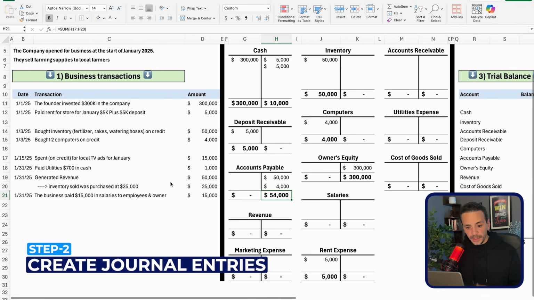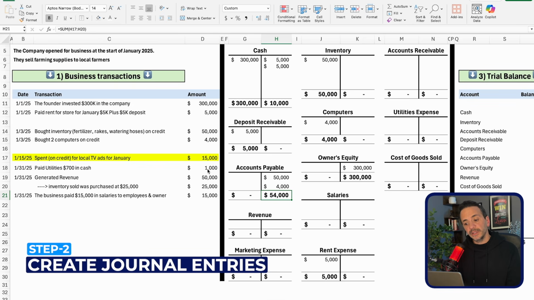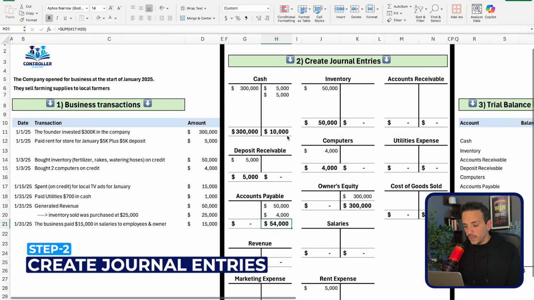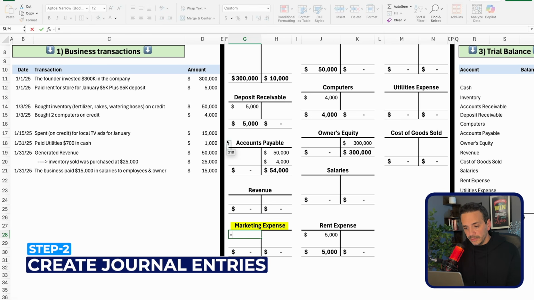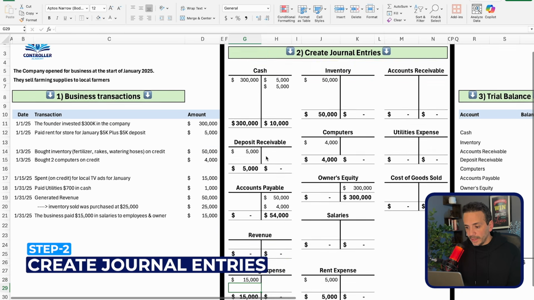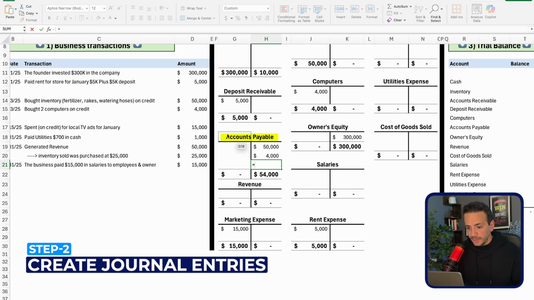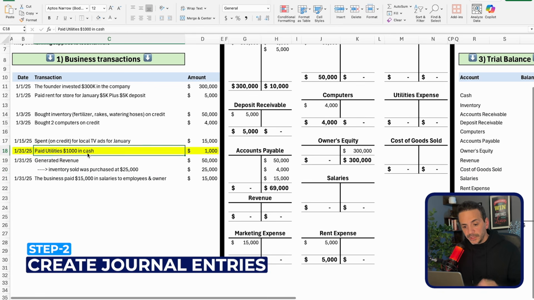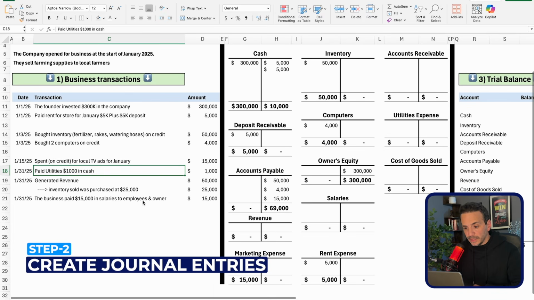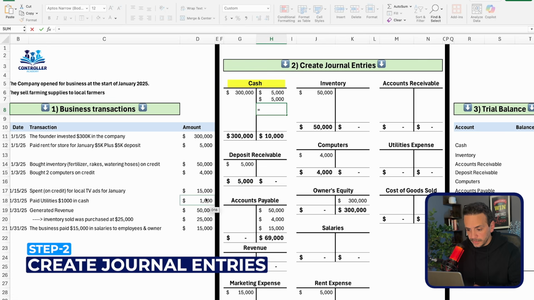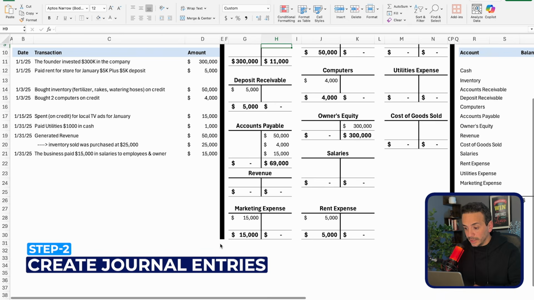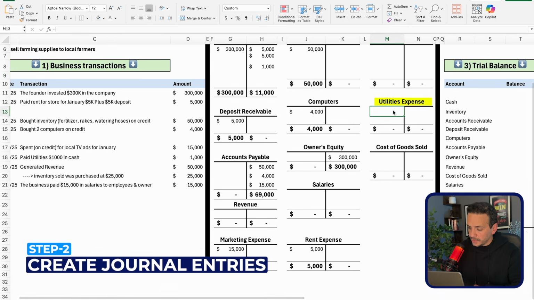Let's see the next one. We spent on credit for local TV ads for January, $15,000. Okay, so that's an expense. So we go to expense and marketing and say debit, 15,000, and credit to accounts payable for the $15,000. Okay, great. The next transaction, we paid utilities $1,000 in cash. So for that, we will credit cash for $1,000. And we will debit utilities expense for $1,000.